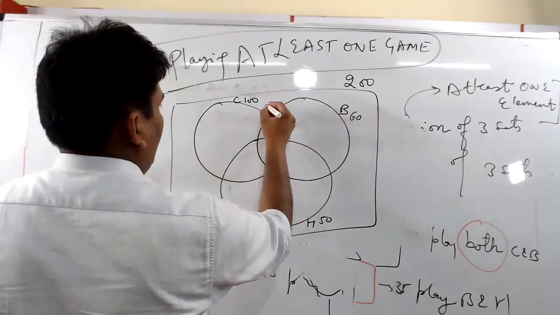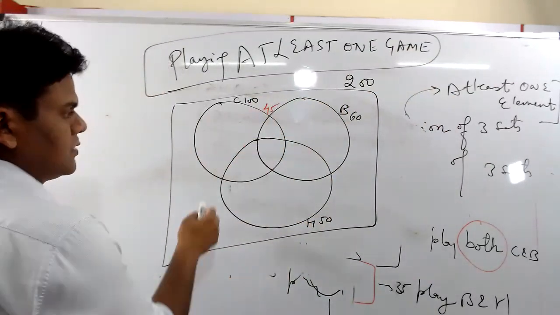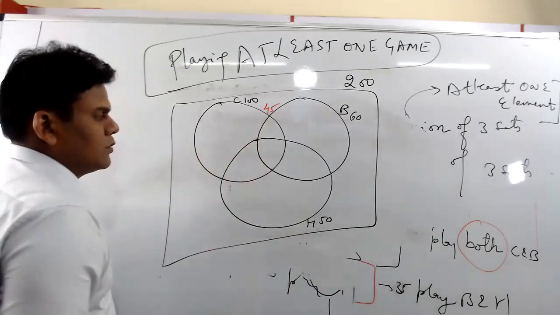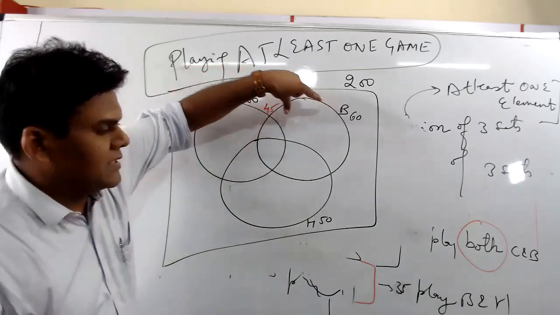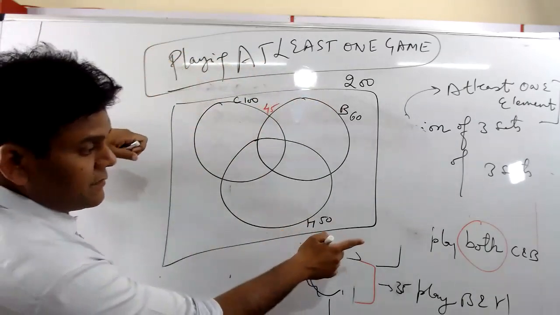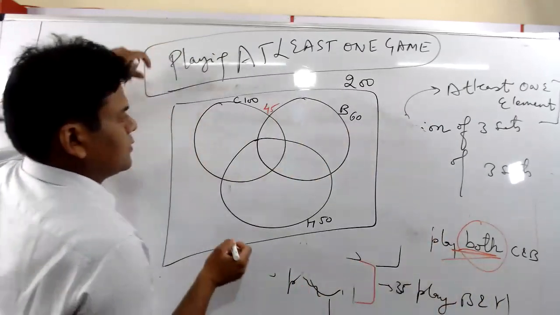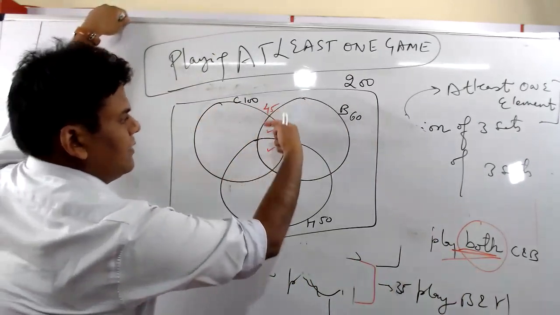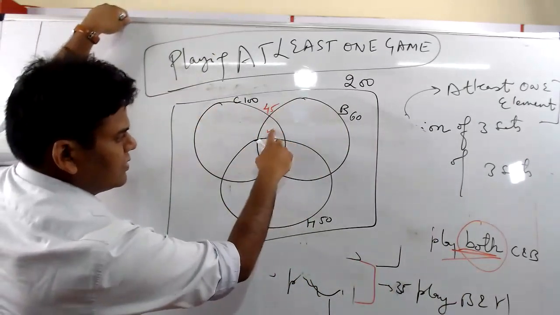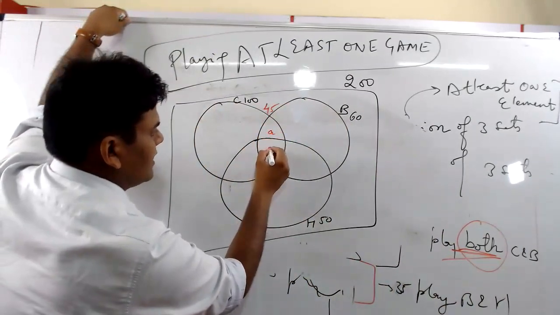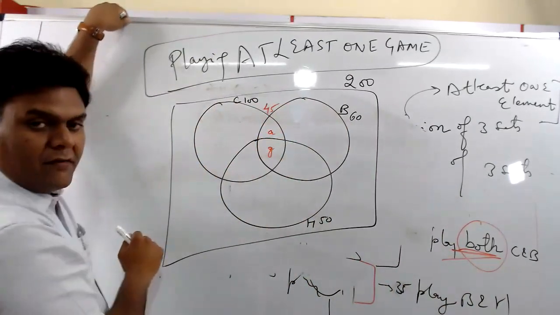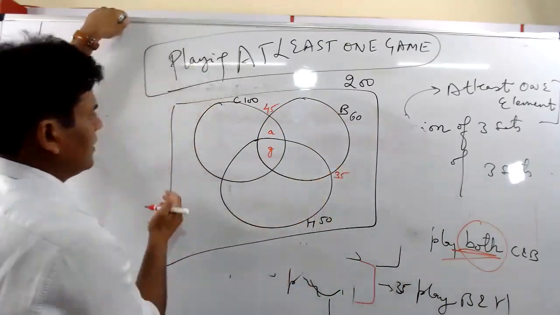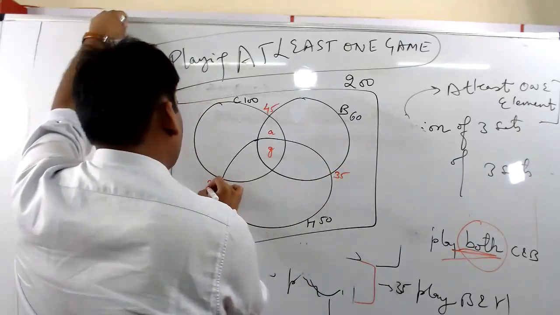45 play both cricket and basketball. So shall I write it here? No, I cannot. These are the students who play only cricket and basketball. But I said both. So both means this plus this. Cricket and basketball. So the intersection of cricket and basketball is these two. If I put it alphabetically, this is A, let's say this is G. A plus G is 45. Basketball and hockey, 35. Cricket and hockey, 30.